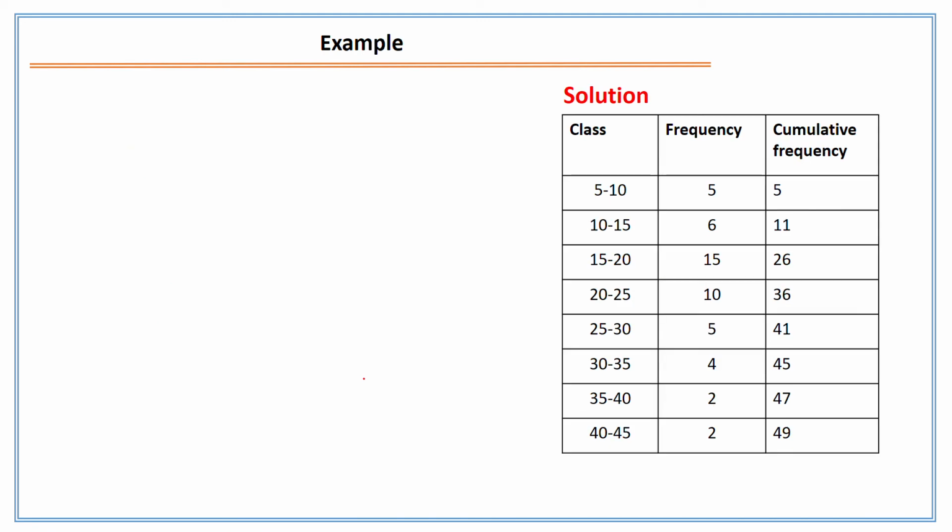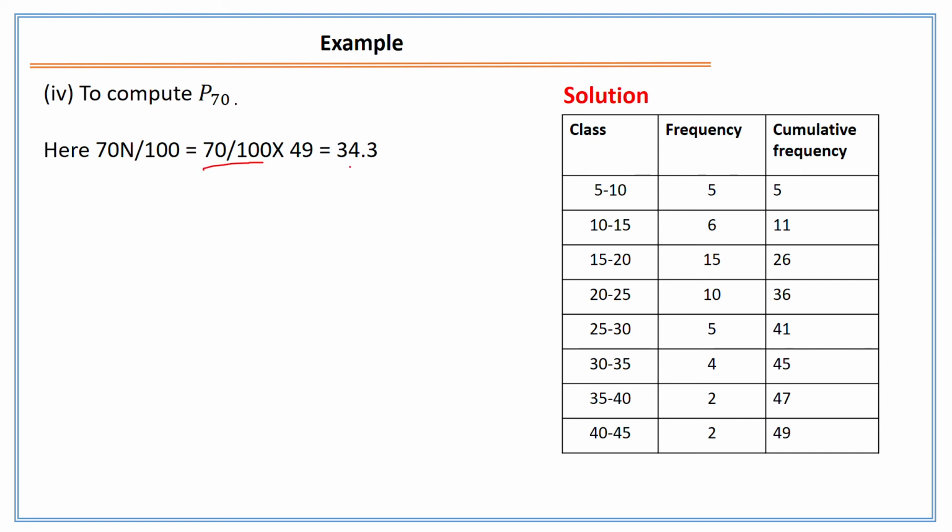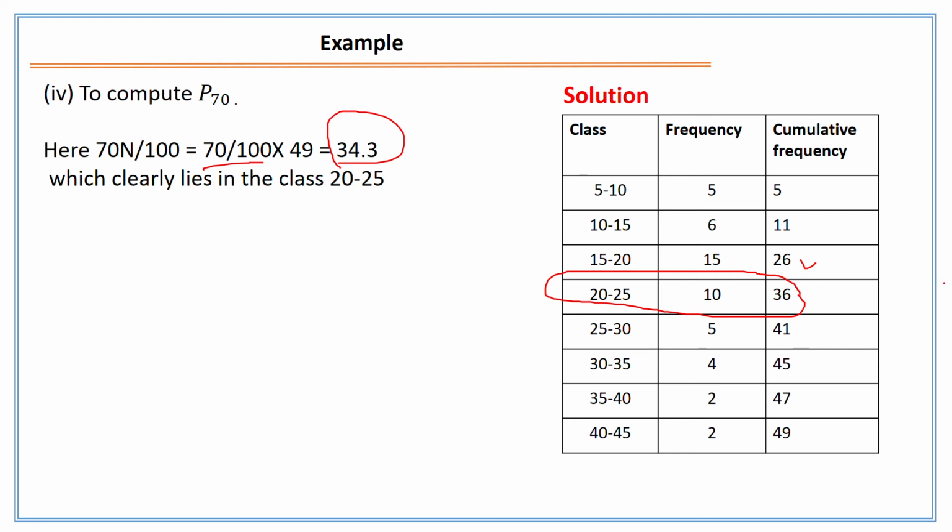And now we will see one example of calculating percentile. Since we have to calculate P70, we will do 70n by 100. That means we will find the 70th percentile class by multiplying our number of data into 70 by 100. So 70 by 100 into 49 is 34.3. 34.3 is greater than 26 but less than 36, so our P70 class will be 20 to 25.